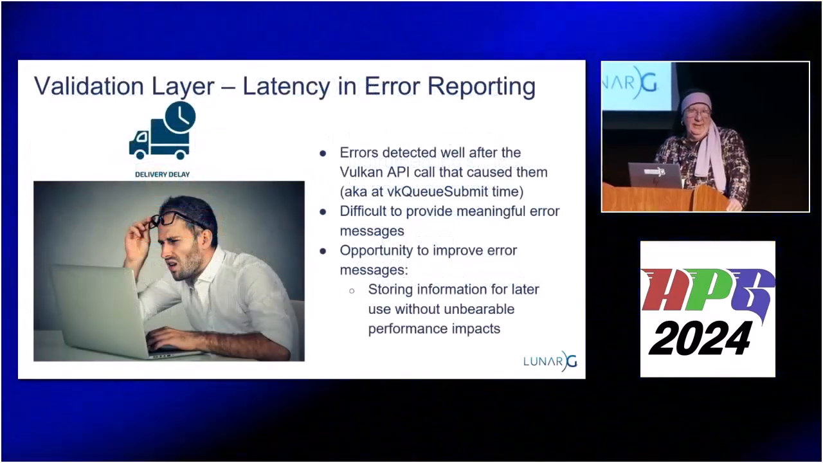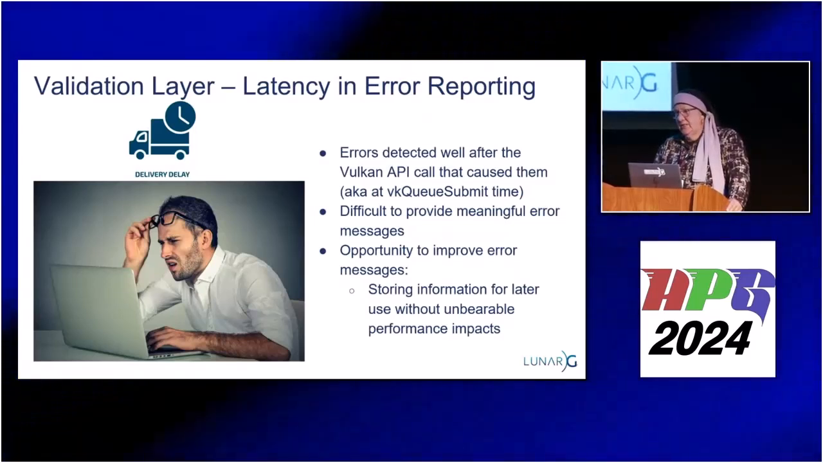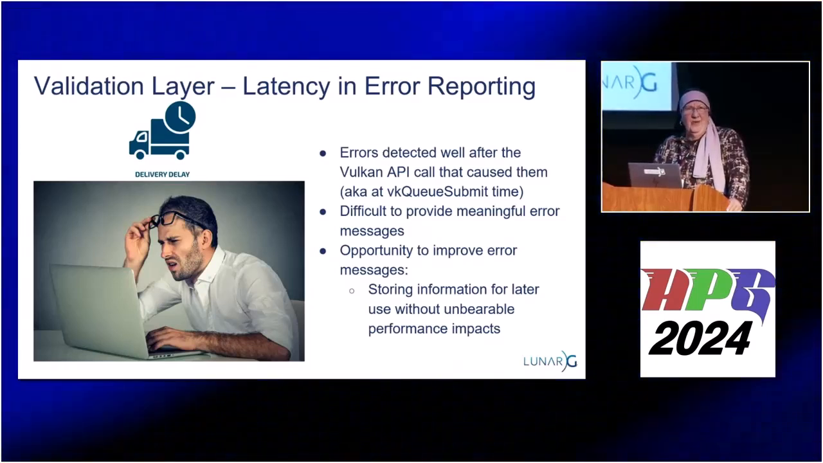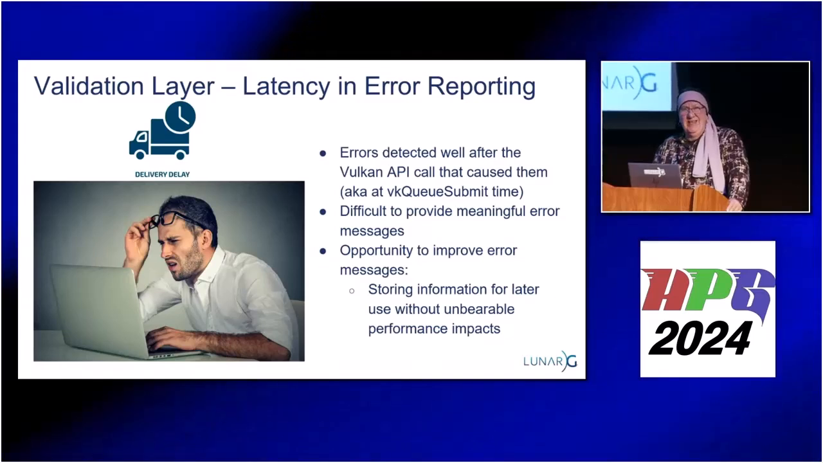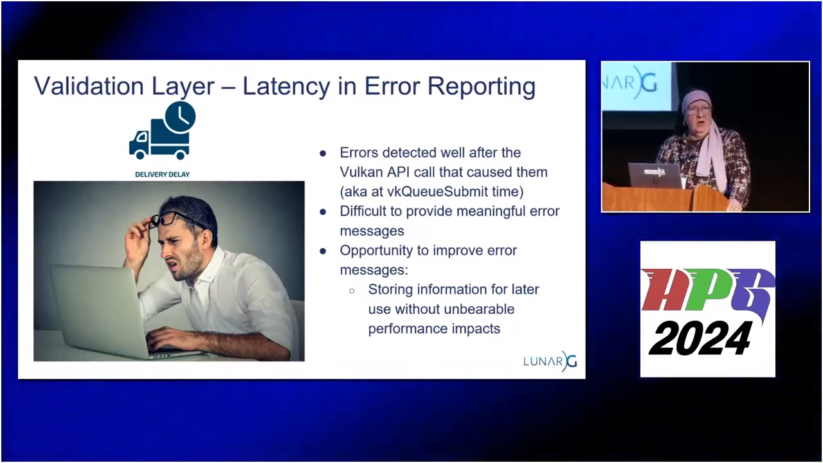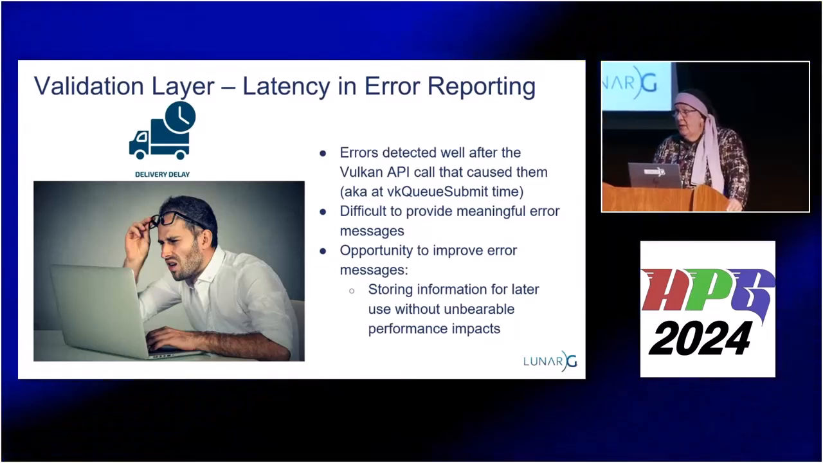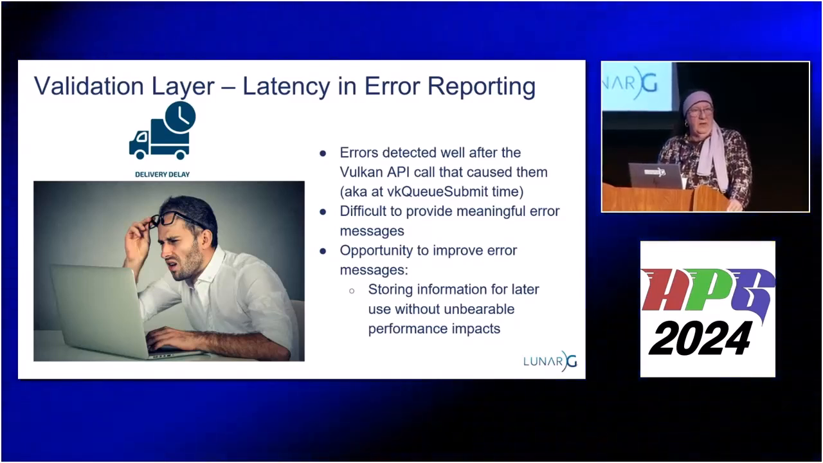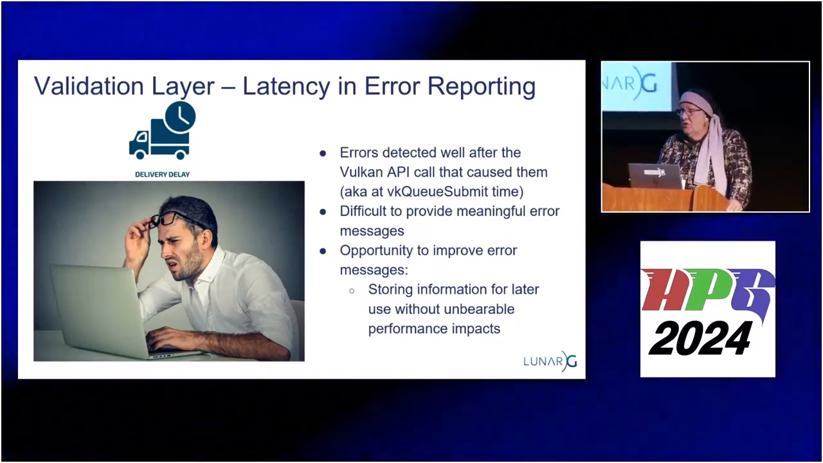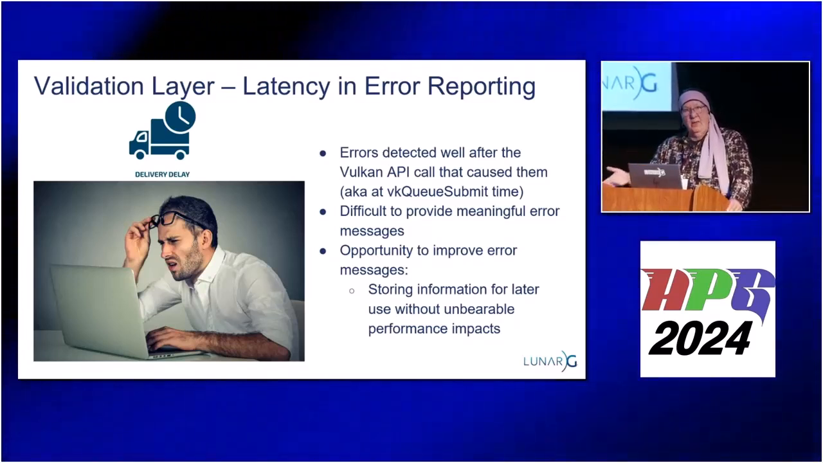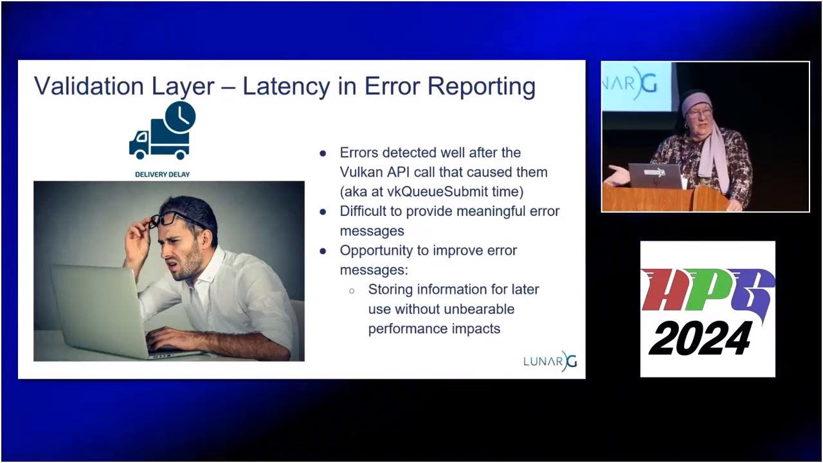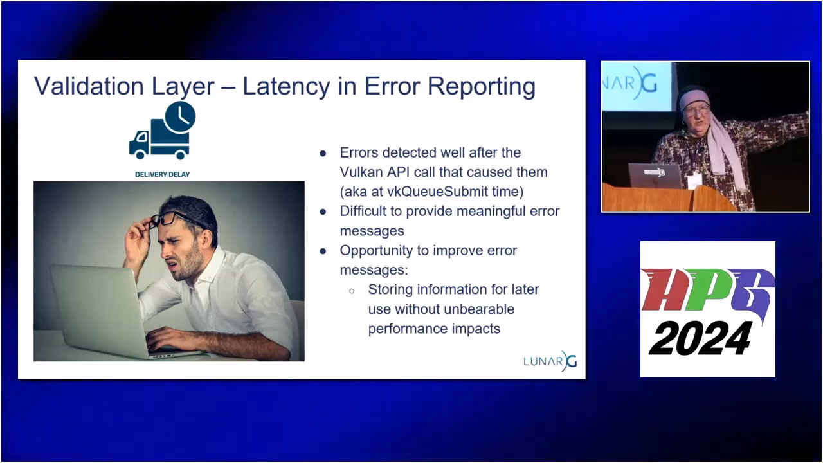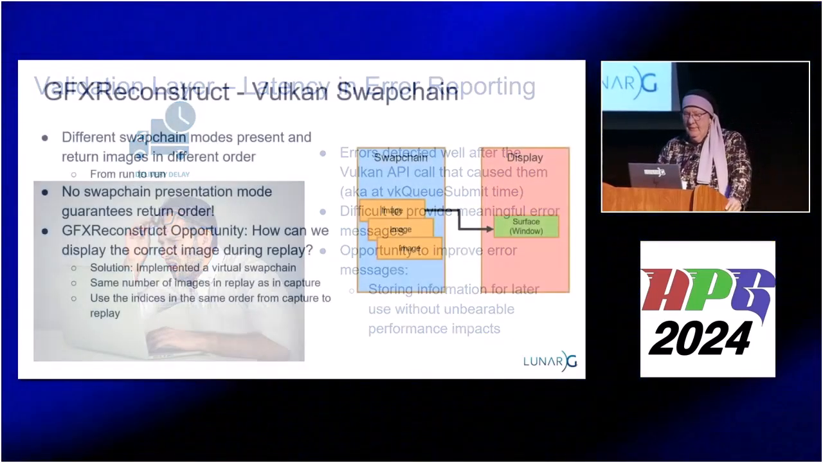Latency and error reporting. Oh, people complain with each ecosystem survey. It is so hard to figure out. I'm getting these errors from the validation layer, and I can't figure out what I did. Well, half the problem is what they did was 10,000 calls before, because the errors won't get spit out until that queue submit. So the challenge that we have is what is the information we need to keep track of, and how can we do that in a way to not be too slow on the validation layer, so at the time of the error, the user can get enough information to figure out, oh, it was that call way back there that's causing this issue.